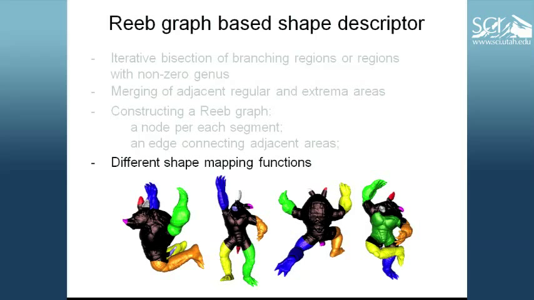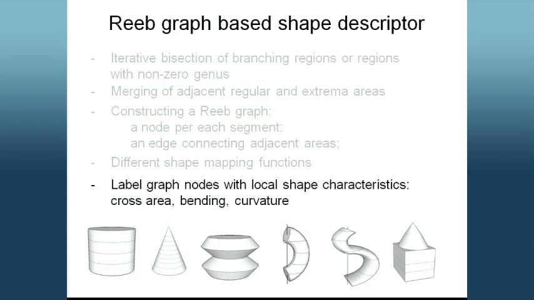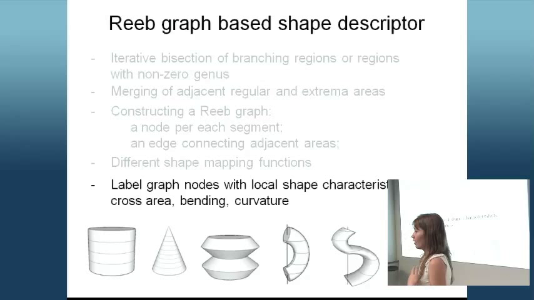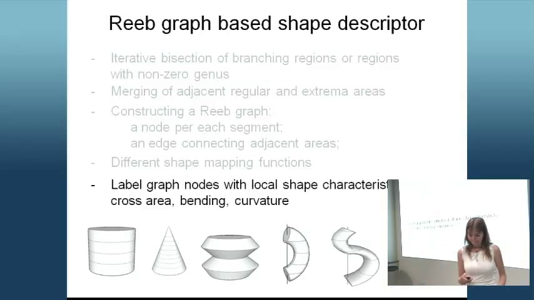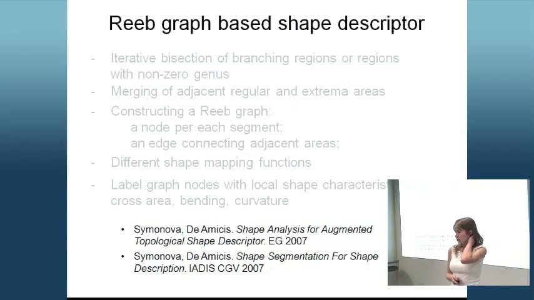The advantage of having prolonged regions corresponding to regular and extrema regions is that we can then characterize their shape by looking at the evolution of level sets of the height mapping function defined locally on these regions. Using this approach, we can distinguish between shapes that locally have constant, decreasing, increasing, or multiple cross-sectional areas, or segments that are straight or have single or multiple bending, or segments with constant or multiple curvatures. This work was published in 2007 in two different venues.